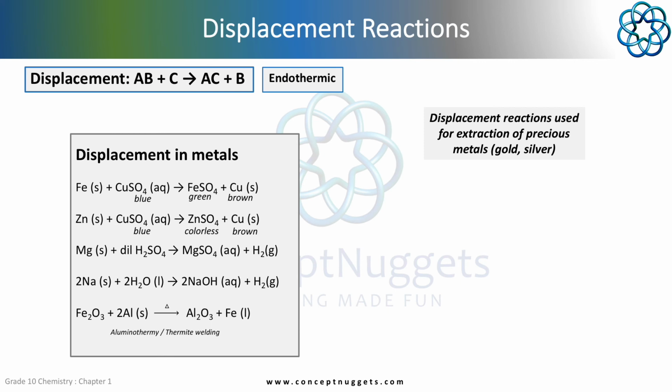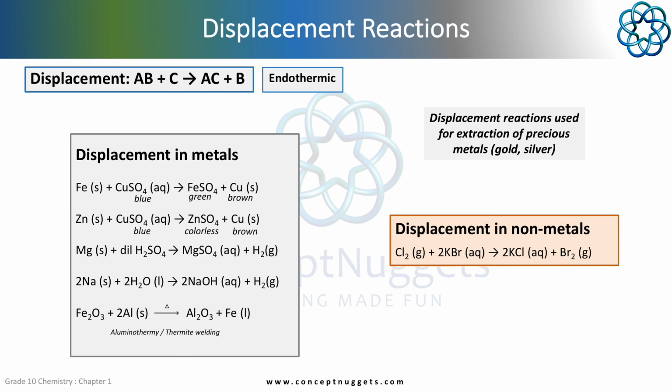Let's take an example of nonmetals showing displacement reaction. When chlorine gas is passed through potassium bromide solution, bromine is displaced by chlorine. Bromine gets dissolved in the solution, thereby turning it reddish-brown. The other product formed is potassium chloride.